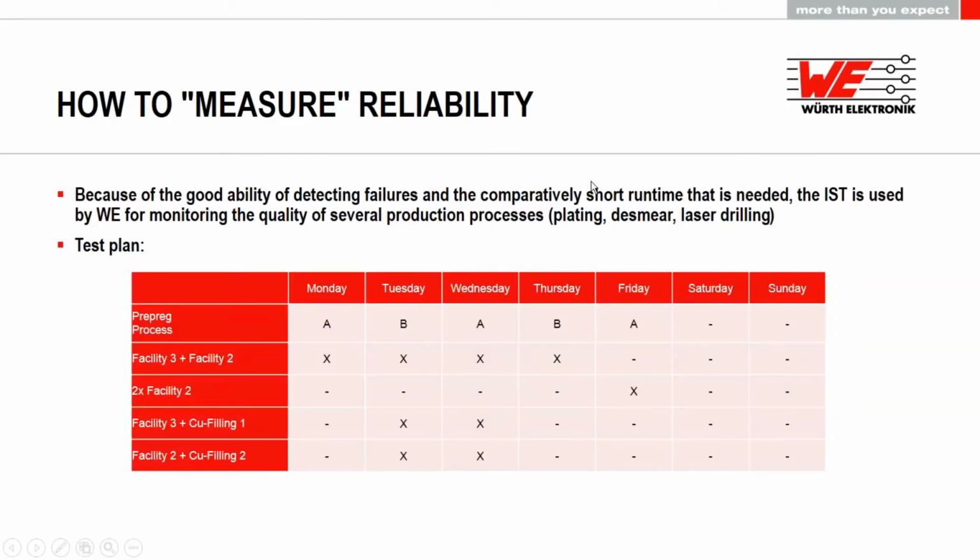Yeah, and since the test is very fast and has a very good ability to detect failures, we at Würth Elektronik do not only use it for reliability tests, but also for monitoring the quality of production processes. For example, our plating, desmear, laser drilling processes. And you can see here such a test plan, which is done every week. And the test is so fierce that we can detect errors before they are so strong that they will affect our production. And we can detect errors before we have an effect on the production. And this is very helpful to sustain a good quality.